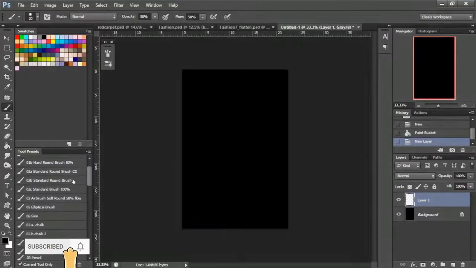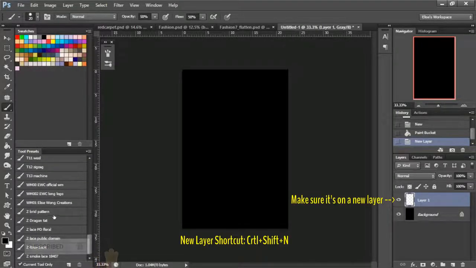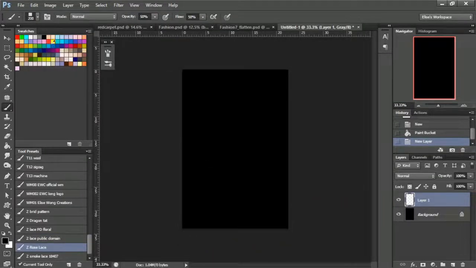Hi everybody, my name is Eliswa, and today I'm going to share a little trick on how I paint pattern fabrics. I have a couple of brushes that have patterns. I bought some of them, some are public domain. I bought this one. So I have a pattern of lace.